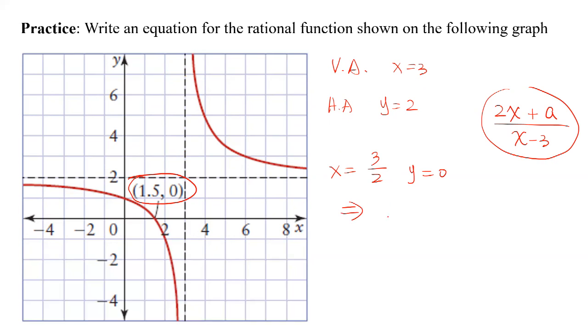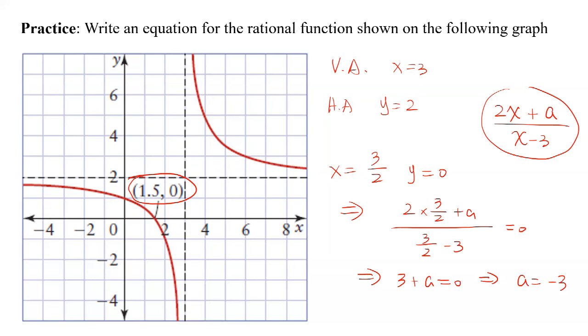This means 2 times 3 over 2 plus a, over 3 over 2 minus 3, is 0, right? So this means 3 plus a is 0. And this gives us a is actually minus 3, right? So one possible form of this function is y equals (2x minus 3) over (x minus 3). Do you understand?